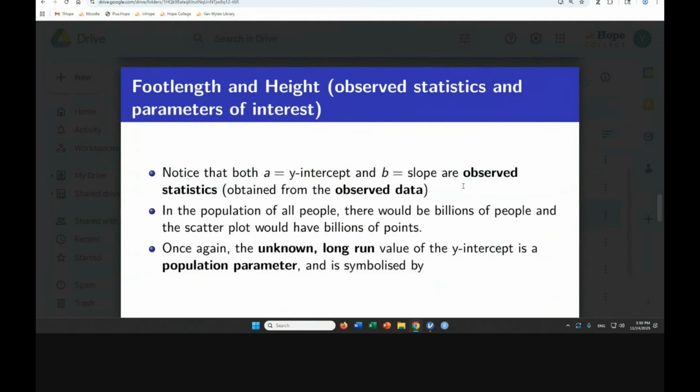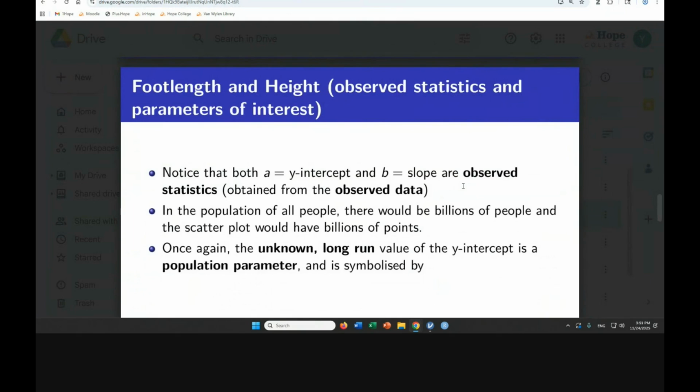The slope and the intercept are calculated by Jamovi from data that you feed it. That makes it an observed statistic, even though you didn't do it yourself. It comes from observed data, little a and little b. So you can guess, why am I using English letters for these two things? Because I get to see the slope and the y-intercept.